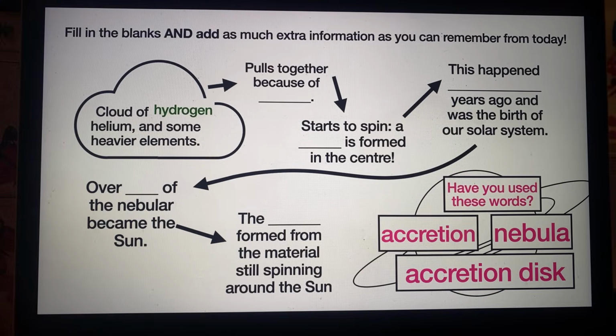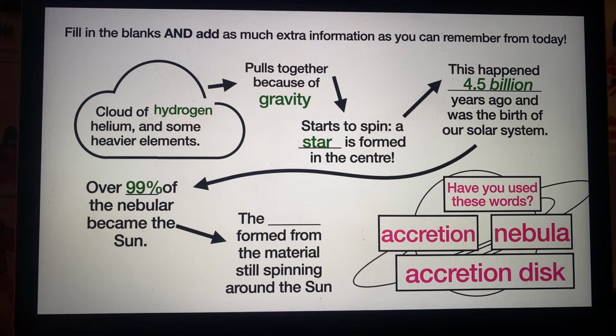Clouds of hydrogen and helium and some heavier elements. That's how our solar system begins. That cloud, because everything that has mass has gravity, starts to pull together because of gravity. So it starts to spin. You remember it sort of collapses in on itself, and a star is formed in the centre. Our sun is our nearest star. The sun is a star. So another thing you might get a mark for at GCSE. This happened 4.5 billion years ago and was the birth of our solar system.